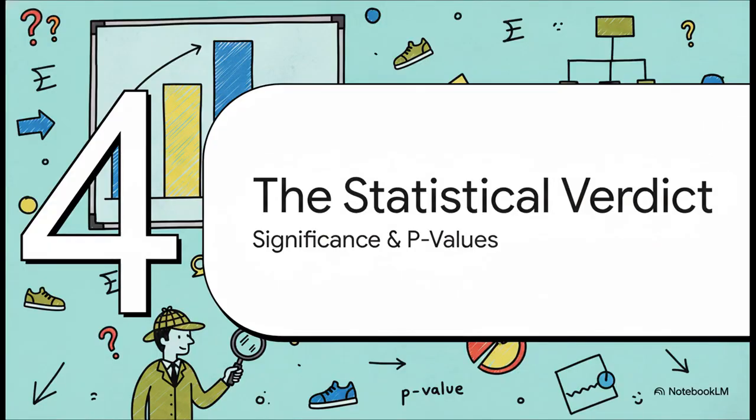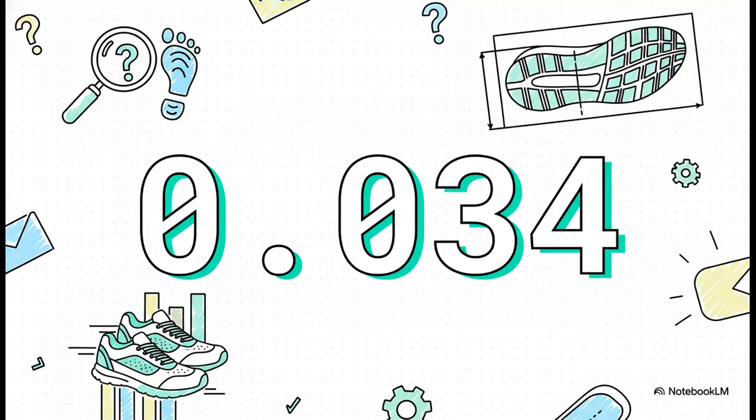So how does our jury finally reach its verdict? Well, it needs a single objective measure of how strong the evidence is. Is it compelling enough to reject that innocent theory and declare there's a difference? This brings us to the dramatic climax of our entire case, the p-value. After all the tests, all the analysis, our statistical jury comes back with a single, powerful number. A number that holds the key to this whole mystery, and that number is 0.034. This is our smoking gun.